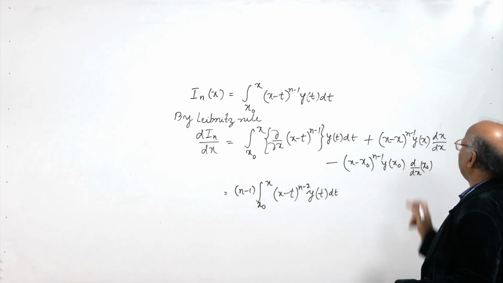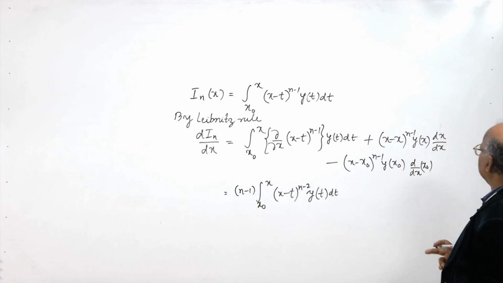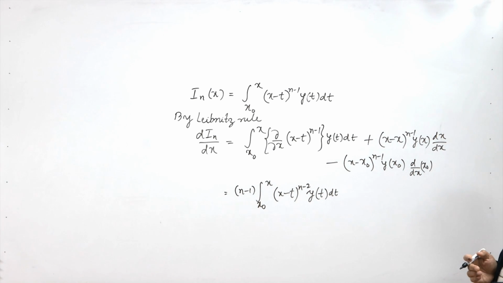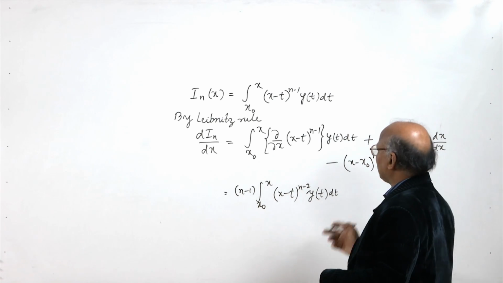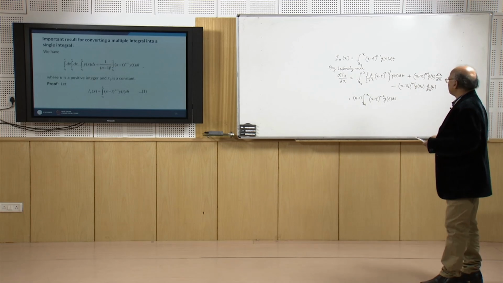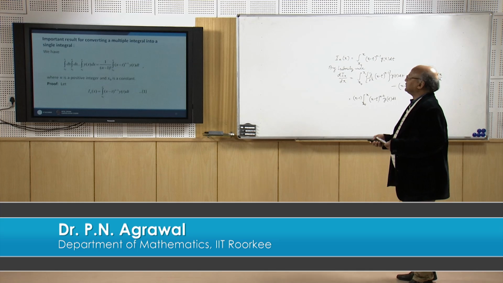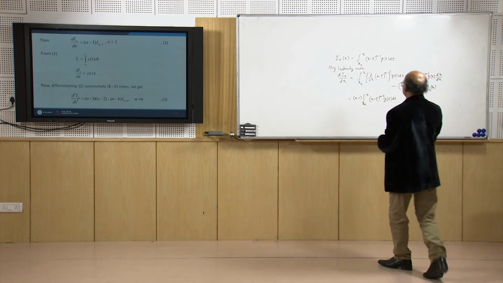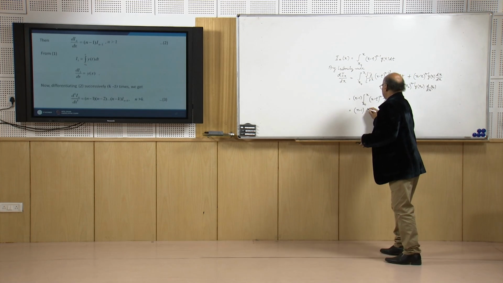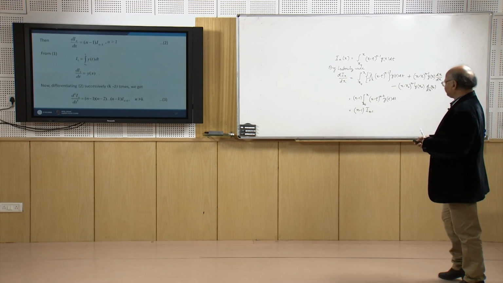Now, here x minus x is 0. So, this is 0 into y(x), and dx by dx is 1. So, we get 0, and here we see that x naught is a constant, so its derivative with respect to x is 0. So, these two terms vanish and we get n minus 1 times the integral from x naught to x of (x minus t) raised to the power n minus 2, into y(t) dt. So, we can write it as n minus 1 times I_(n minus 1), where n is strictly greater than 1.